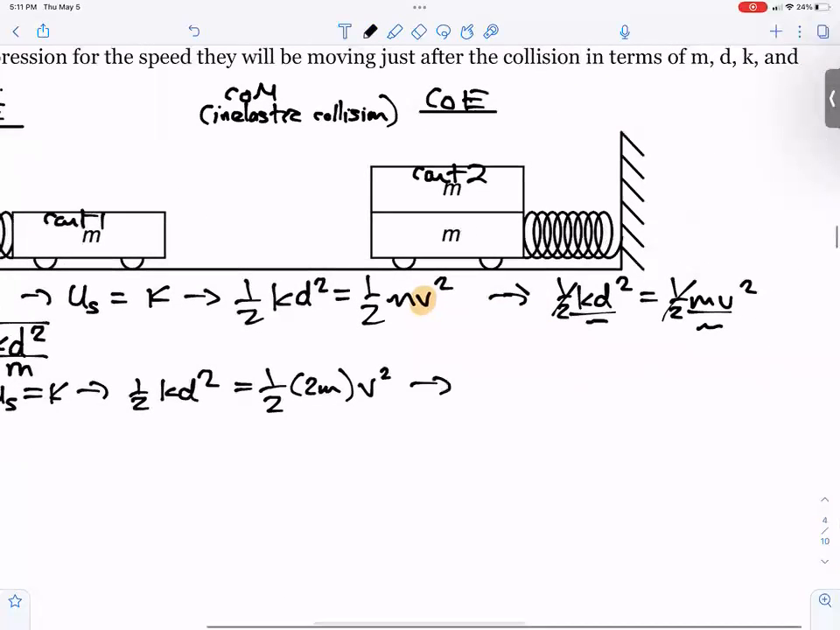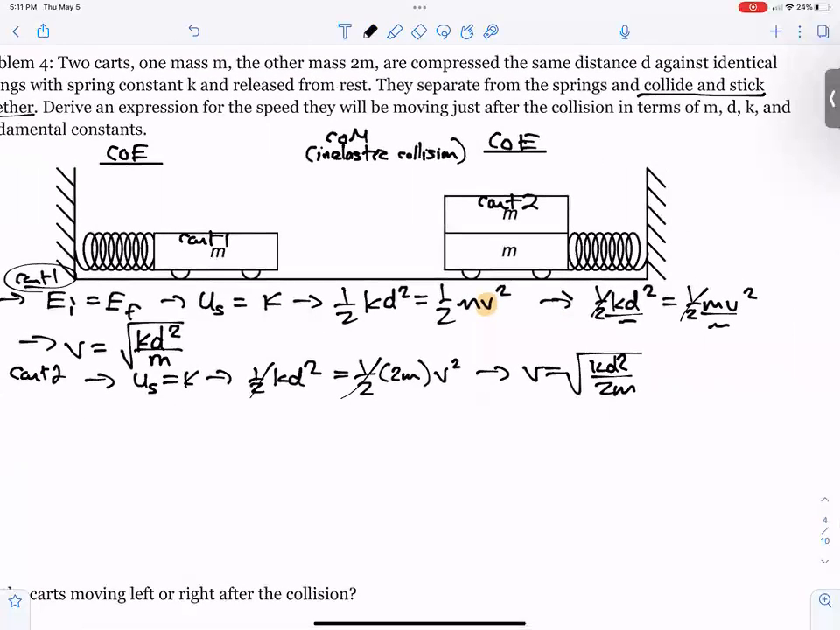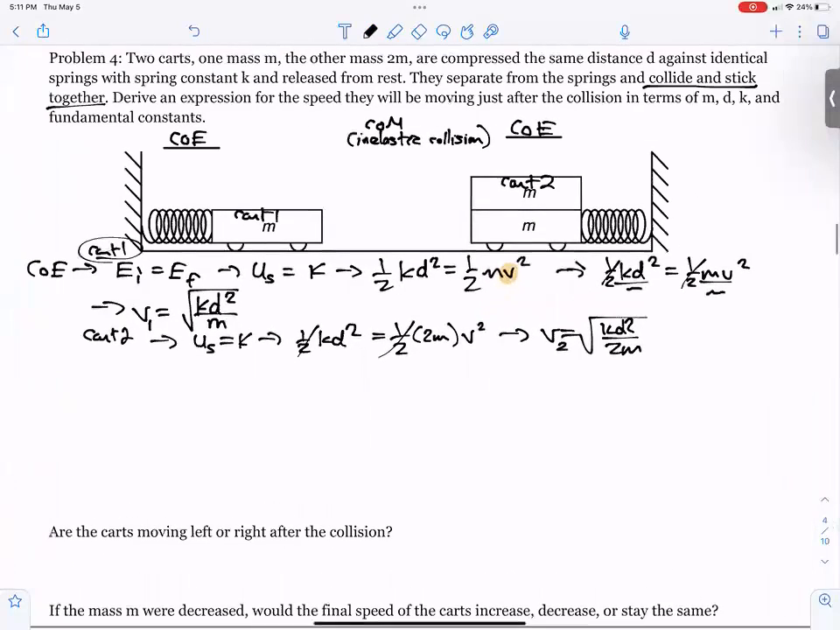Now solve for that speed, and we get v is equal to, when the halves clear out, the square root of kd squared over 2m instead of m. So we've got a speed for cart 1, which I'm going to call v1, and a speed for cart 2, which I'm going to call v2. Conservation of momentum is now our new concept, and that's where they meet and crash into each other right in the middle. And we have what's called an inelastic collision.